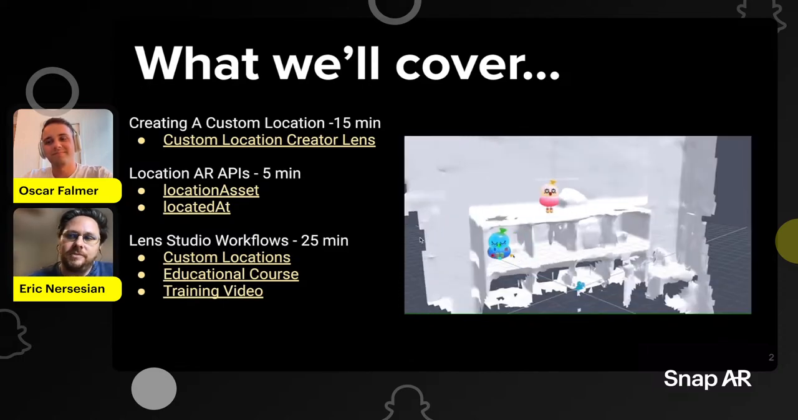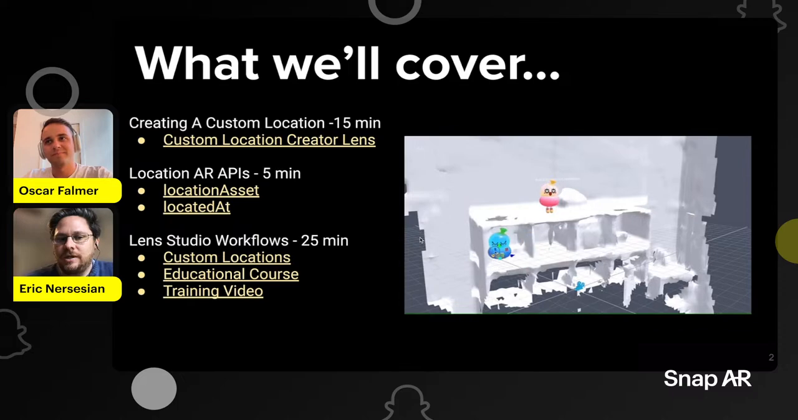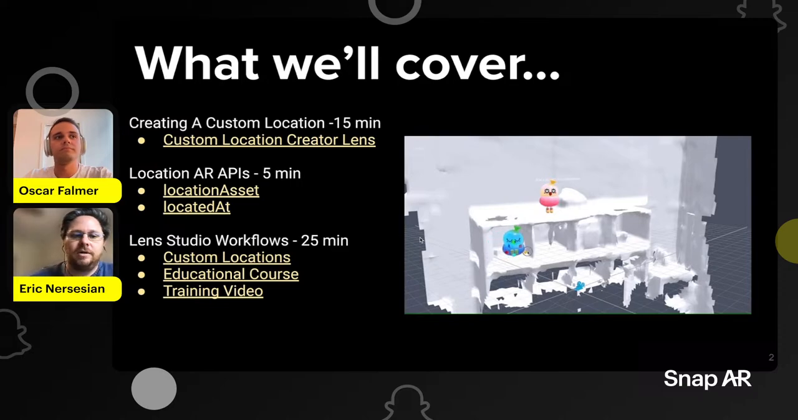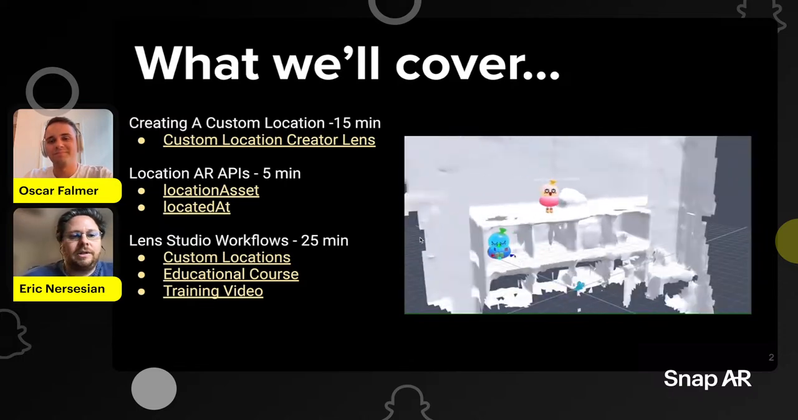If you've been using custom locations or custom landmarkers previously, you may be familiar with the device location tracking component, but we're going to be educating you on the new workflows that we'd like to use. We're switching from the device location tracking component to the located at component. Both will work and both are in the template that I'll be covering, but we'll just be teaching the more updated workflows. Following that, we'll be going into Lens Studio for the rest of the course.